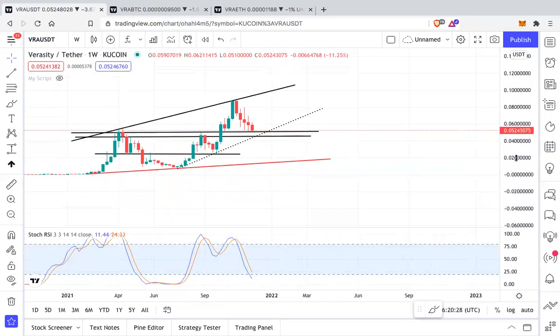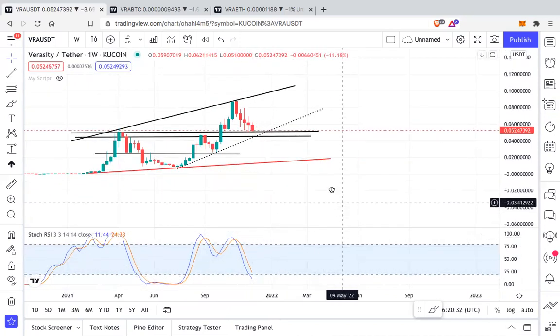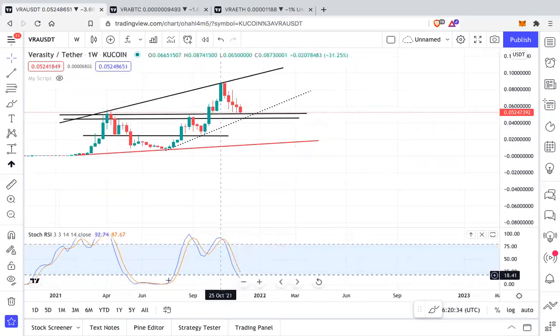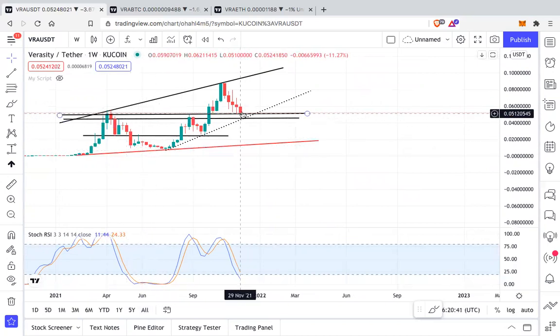If we look at the Stoch RSI even on the weekly, it is very, very low. The last time it was this low was over here when we were at around 1 cent. So this is, in my opinion, a positive sign.